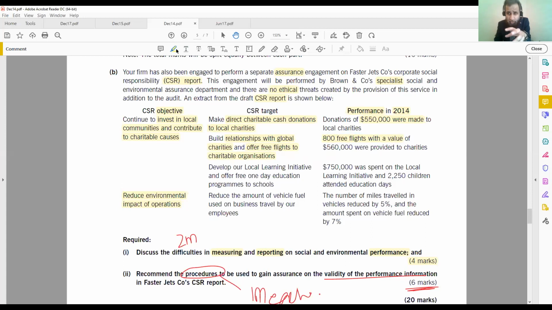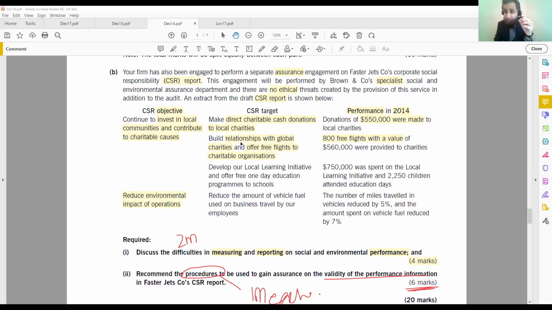There must be a correspondence within the Faster Jet and the global charities, right? So can I review the correspondence between Faster Jet and global charities to confirm indeed 800 free flights were given? Because they say build relationship with global charities, right? And because they're running an airline business, will they have the ticket records? Can I confirm the ticket records for 800 free flights? So can I confirm this through the ticket record?